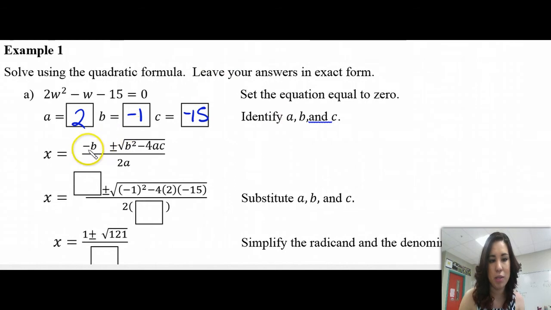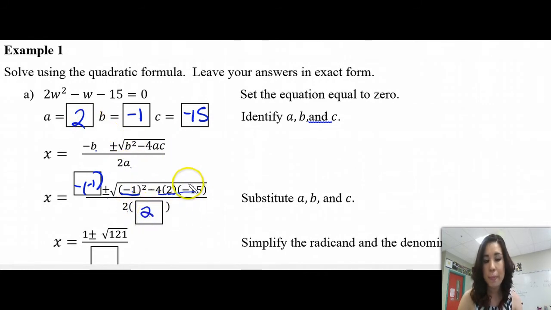So the formula says negative b plus or minus square root, and so on. So let's start with negative b. b is already negative 1, so it's going to be negative negative 1. Plus or minus the square root, b is negative 1, so we put it in here, negative 1 squared, minus 4 times a, which is 2, so here's 4 times 2, times c, which is negative 15. So I plugged it in. On the bottom, it's 2 times a, so it's going to be 2 times 2.